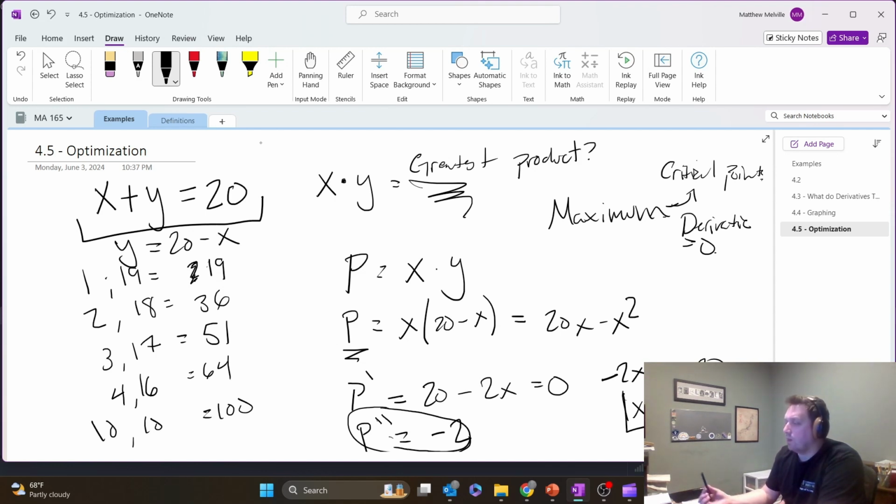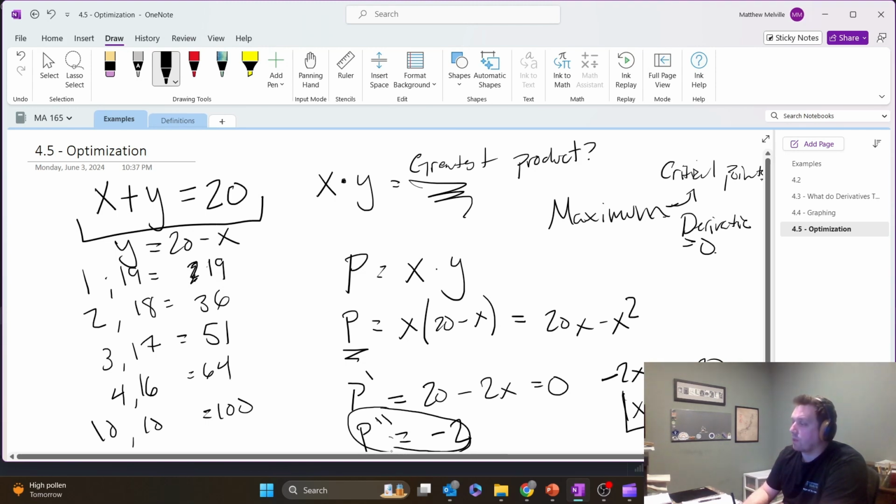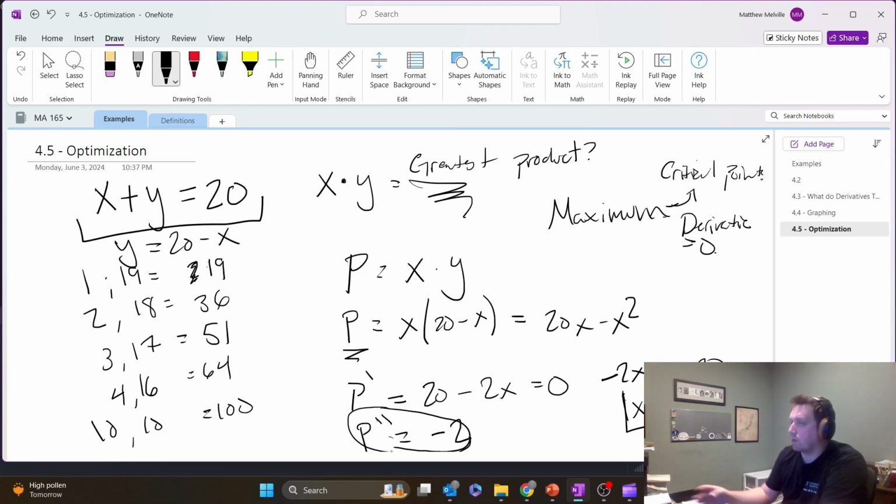I'm like, well, how do I know it's that way? Well, because of our derivative and our second derivative, it tells us that this is the maximum value between 0 and 20. And because it's the only critical point for the whole function, and I know it's concave down, therefore that's an absolute maximum. There's nothing that can be bigger that will give us a bigger product.